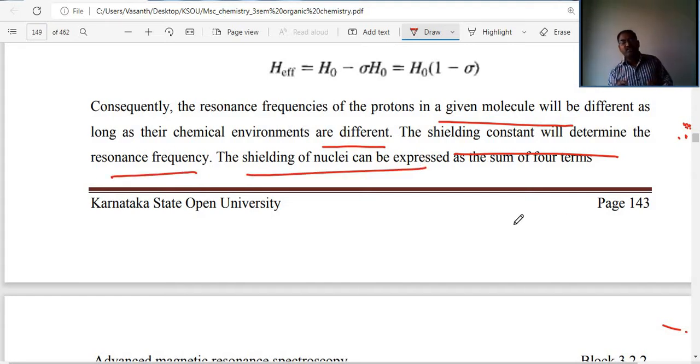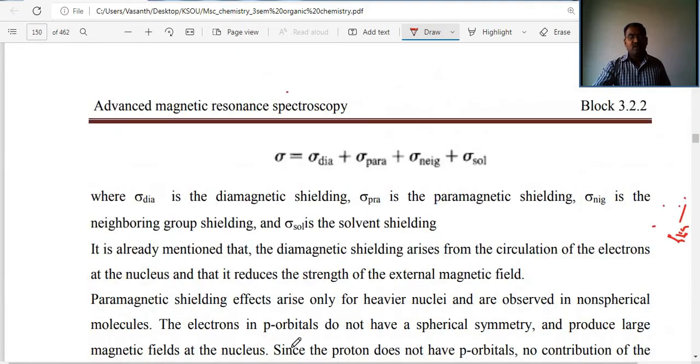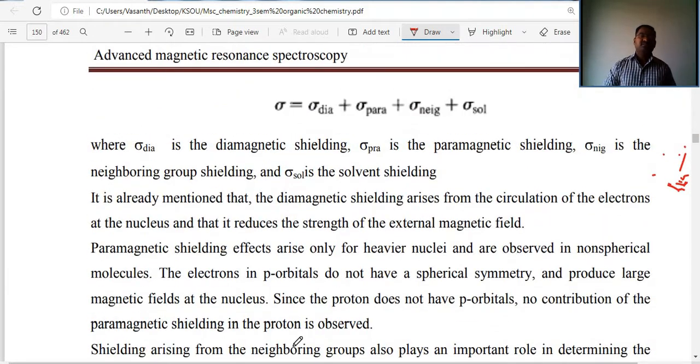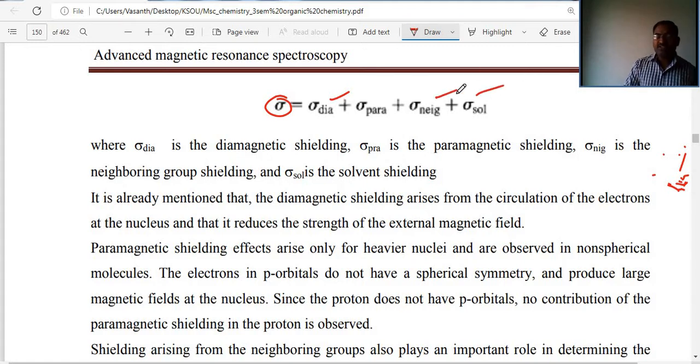The shielding of nuclei can be expressed as the sum of four terms. What are those four terms? Here, sigma is equal to sigma diamagnetic plus sigma paramagnetic plus sigma neighboring group shielding plus sigma solvent shielding.